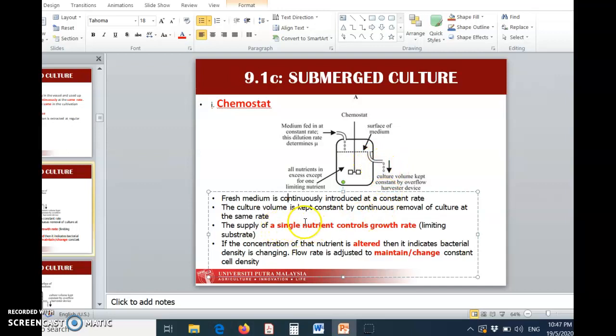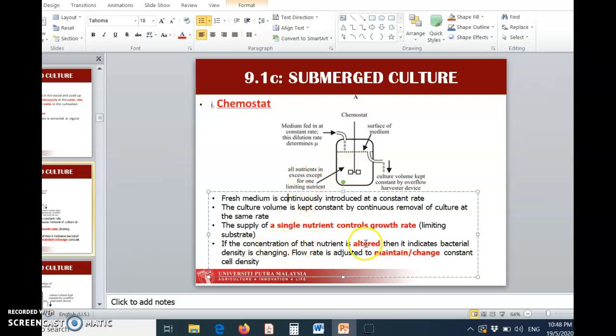The supply of a single nutrient controls the growth rate, the limiting nutrient. Okay, that means all other nutrients are in excess. Because the bacteria will need, for example, elements, calcium, and so on. They are all in excess. But one limiting nutrient, usually the carbon source or carbohydrate, for example, glucose, is kept as limited. So as the concentration of a limiting nutrient reduces, we add more. Okay.